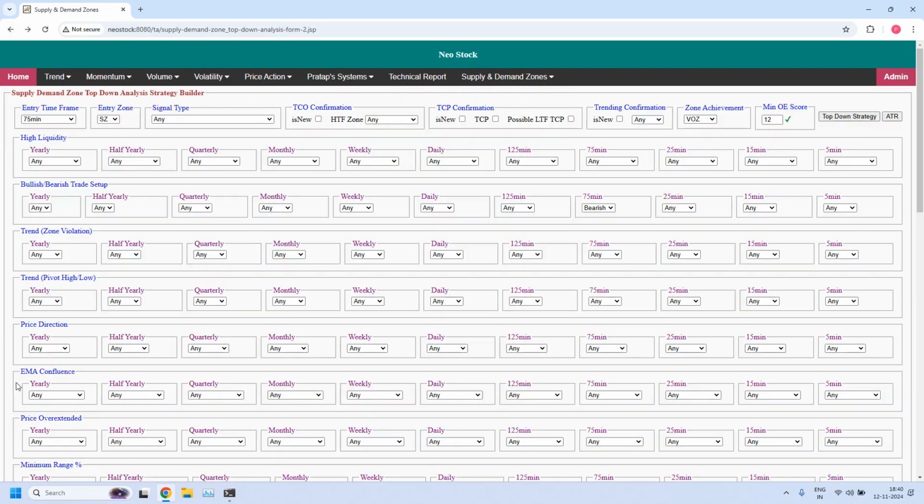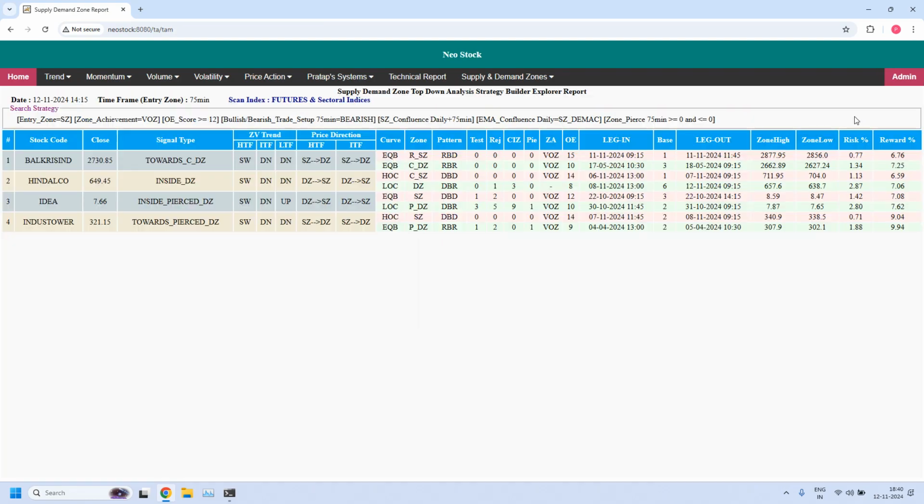Let's verify. In the EMA confluence, daily time frame, daily supply zone with daily EMA confluence filter is enabled. Now we got 4 stocks. And all these 4 are even more high probability supported stocks.